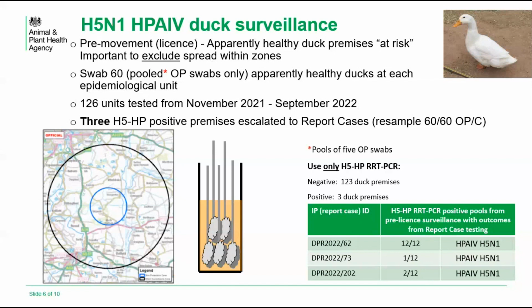These were the positive pools we had from the pre-license testing, and you can see that even 1 positive pool out of 12, we were able to detect high path H5N1 from the resulting report cases. This is a really good example where the surveillance strand is detecting early infection, which is then officially detected in the subsequent report case. Next slide, please, Marek.